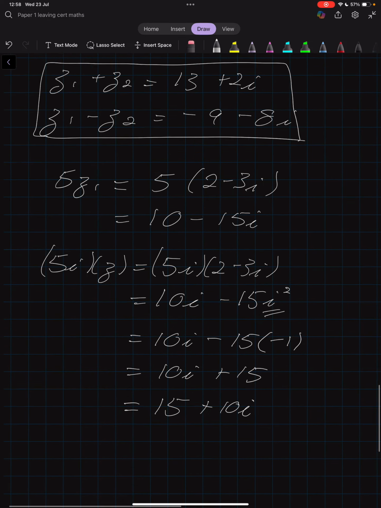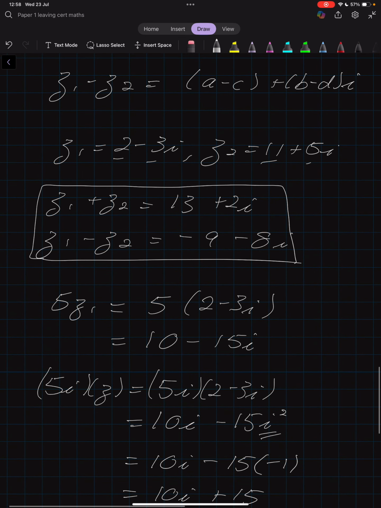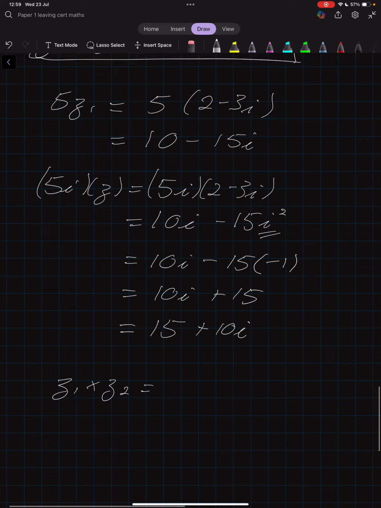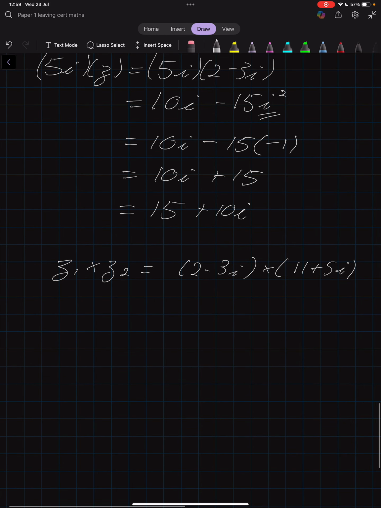Now, how do you multiply complex numbers by other complex numbers? So let's say I want to do z1 multiplied by z2. So z1 is 2 minus 3i. z2 is 11 plus 5i. So what happens? So again, you just use your brackets just like normal algebra. Nothing fancy.